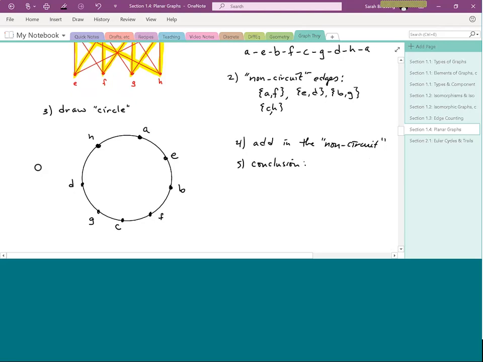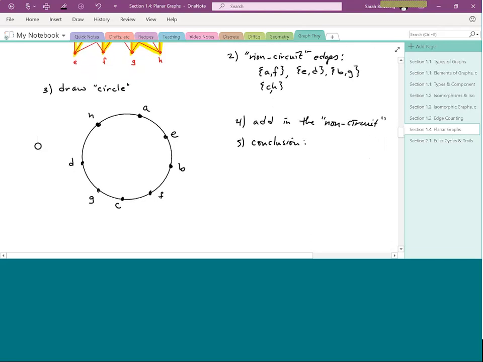So at this point, we don't even have to look at the original graph anymore. We're only looking up here at our non-circuit edges. So if we look here at A F, go ahead and draw that as like a quarter of a circle. Bam, done. So I went ahead and dealt with this one. I'm going to put a check mark by it. We can look at, I don't know, E D. Well, if we draw it on the inside of the circle, it would cross A F. But could we draw this edge E to D in such a way that it doesn't cross any of the other edges?